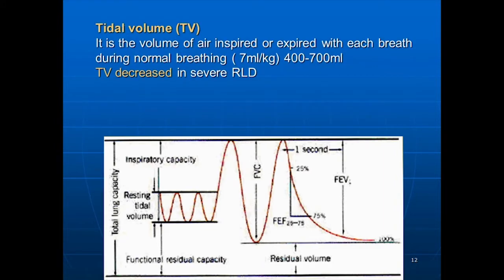Tidal volume. It's the amount of air that we breathe in and out as we're sitting here right now. It's just a normal tidal volume breath. Tidal volume is decreased in restrictive disease and is normal in obstructive disease. So the amount of air that we breathe in and out is normal in an obstructive disease pattern and decreased in a restrictive disease pattern.